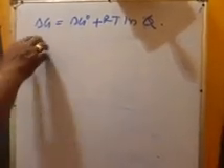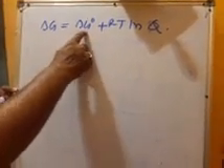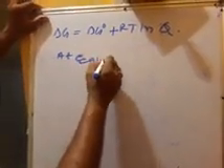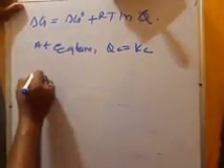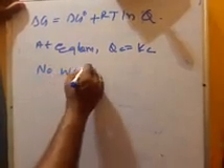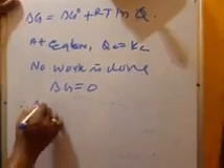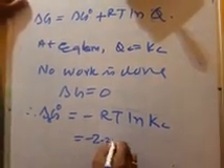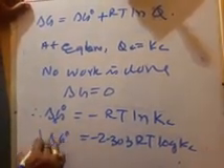Again, students, we know that the Gibbs energy change is related to the standard Gibbs energy change by the formula ΔG = ΔG° + RT ln Q. At equilibrium, Qc becomes equal to Kc, and no work is done, that is, ΔG is equal to 0. Therefore, ΔG° = −RT ln Kc, or ΔG° = −2.303 RT log Kc.